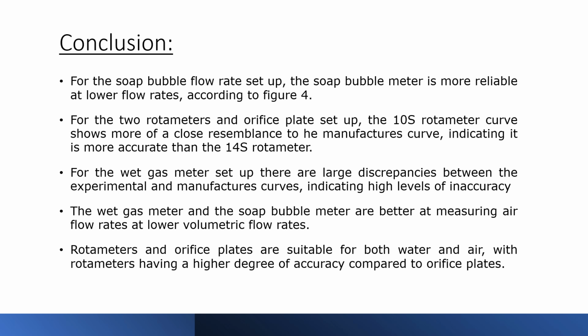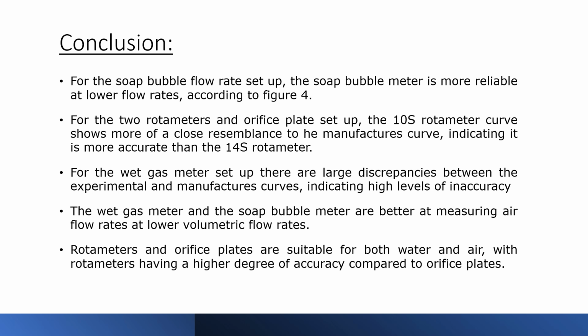For the wet gas meter setup, there is a large discrepancy between the experimental and manufacturer's curve as the volumetric flow rate increases, as seen in Figures 8 and 9. This could be due to human error or equipment error when the readings were taken.